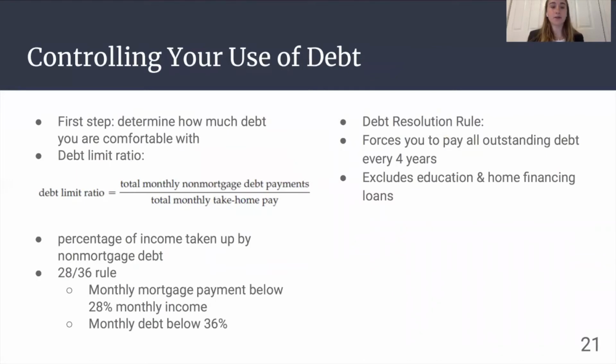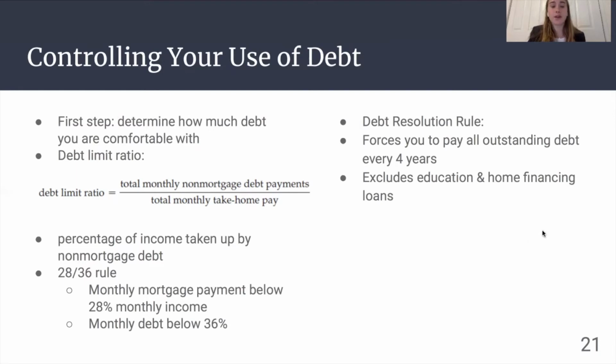The debt limit ratio is a percentage of your income taken up by non-mortgage debt. It is your total monthly non-mortgage debt payments over your total monthly take-home pay. And here, mortgage is not included because it is measuring your commitment to consumer credit, which is usually more expensive. You want to keep this ratio under 15% so that you have room to borrow in the future in case of emergency. And it shows that you do not have too high a commitment to consumer credit, so lenders will still lend to you if you have an emergency in the future.